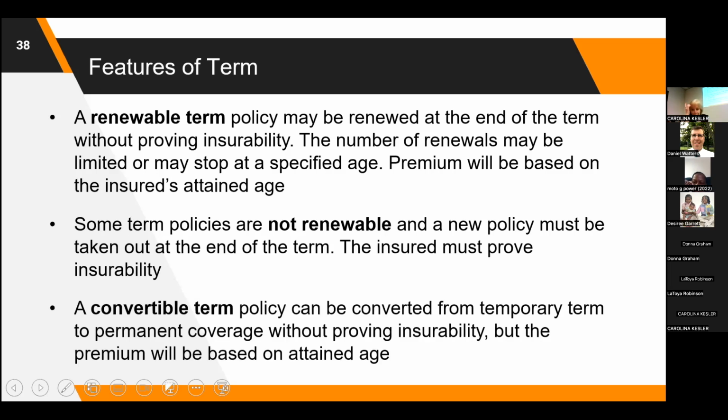So a convertible term policy can be converted from temporary term to permanent coverage without proving insurability, but the premium will be based on your attained age. So if you bought your insurance when you're 20 and you're wanting to switch over to permanent when you're 35, it's going to be a lot more expensive, right?